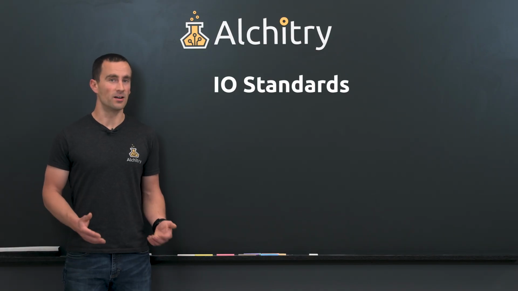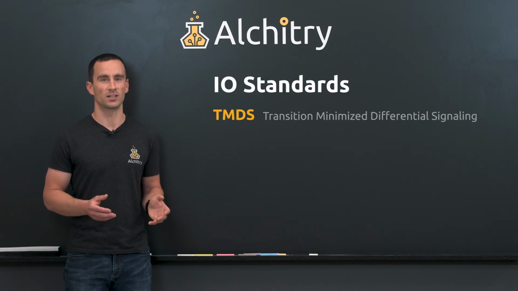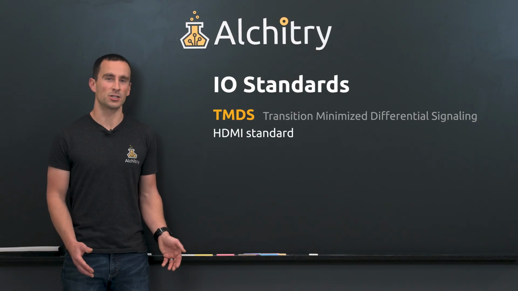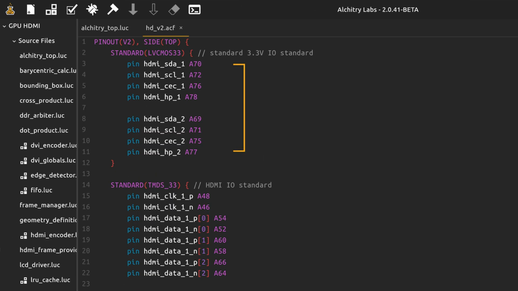Besides LVDS, another common differential standard is TMDS, or Transition Minimized Differential Signaling. This is the standard used by HDMI. We can take a look at the HDMI constraint file to see how it's used. Here we have 2 groups of signals, some using the LVCMOS 33 standard and some using TMDS 33. TMDS is convenient in that it requires a VCCO of 3.3 volts, so any pins can be used as inputs or outputs.